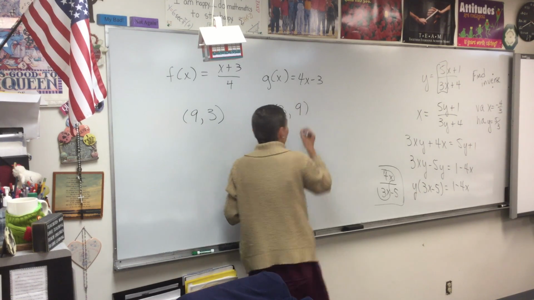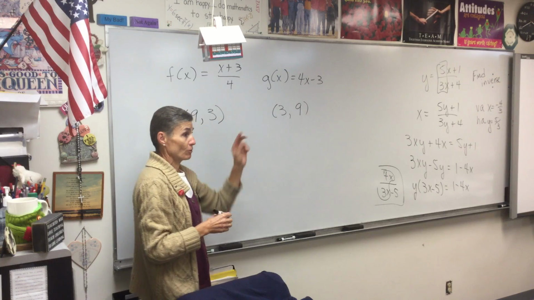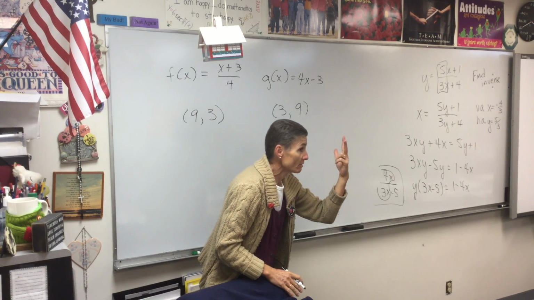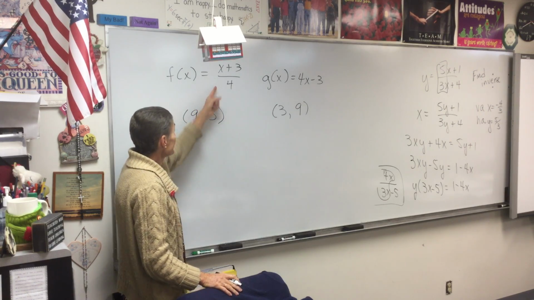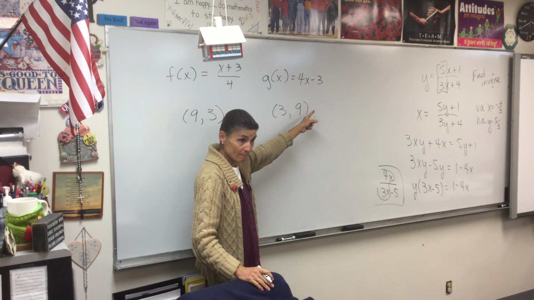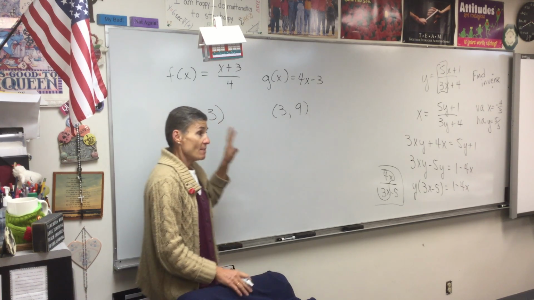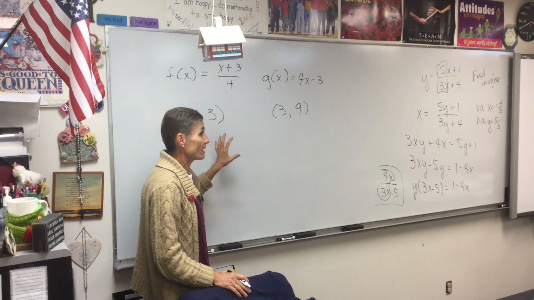Okay, now why does 9 have to come out? Because if these are inverses, the ordered pairs are switched, right? So if I put 9 into this one and get 3, then I better be able to put 3 into this one and get 9. Now, that is a quick check. It's going to work 95% of the time.